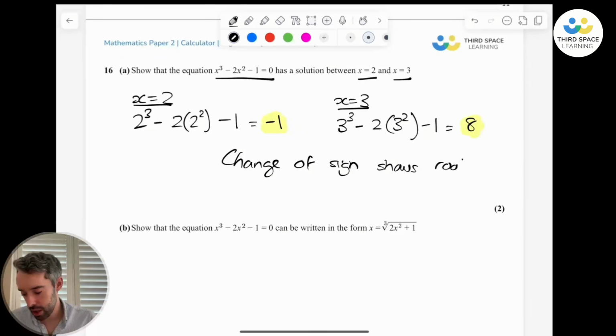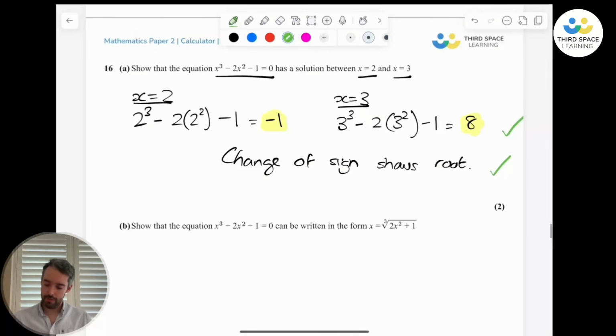shows root. 2 marks. So 1 mark is substituting 2 and 3, we have to do both of them here, into the equations, that's 1 mark, and then a correct conclusion. So we have to write down the statement, it gives me my 2nd mark.